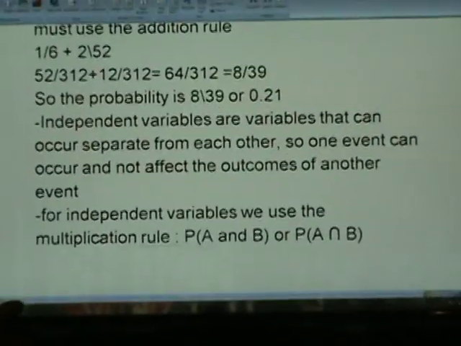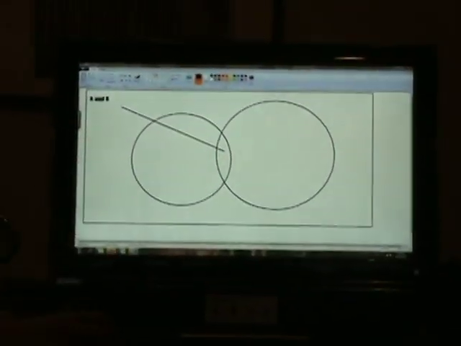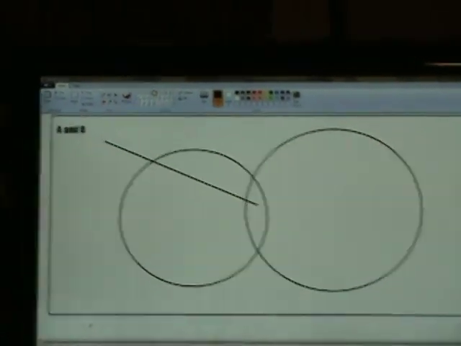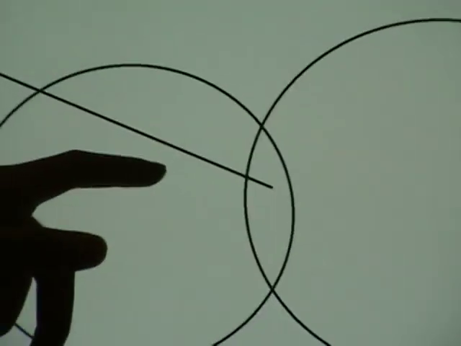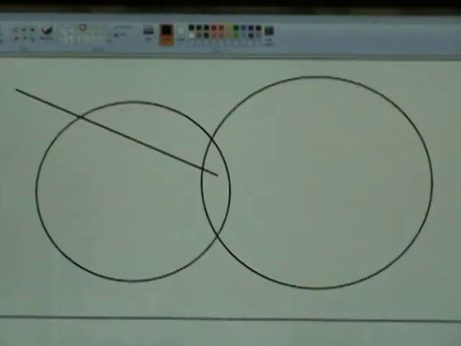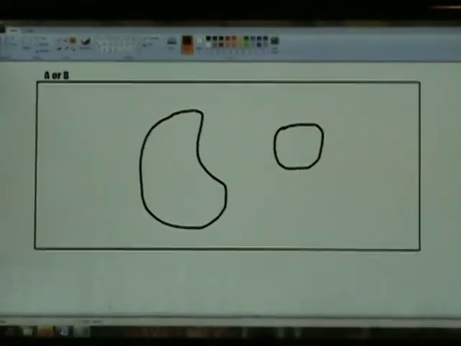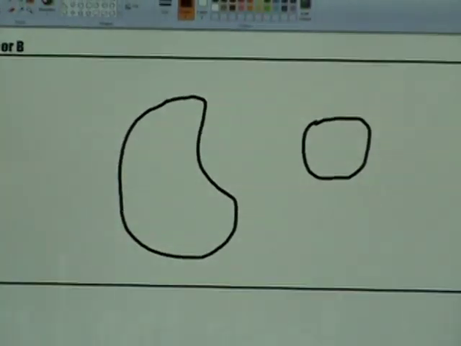Now we have a nice diagram of this in a Venn diagram format. So here's a Venn diagram. For A and B, it would be this area covered by both circles. Now disjoint would be like this. By the way, nice drawing, Peter. See that these two don't actually touch, so these are completely disjoint events, A and B.